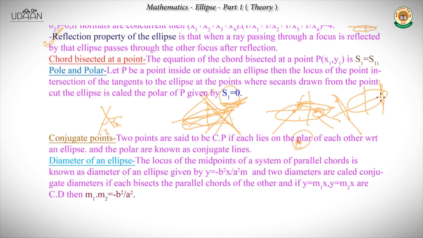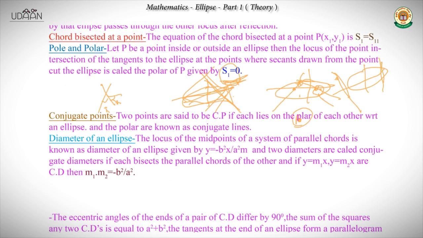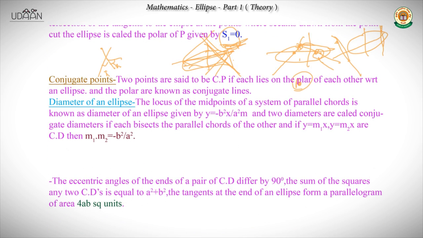And again here, the diameter of an ellipse. We know that the diameter for any conic is nothing but the locus of the midpoints of a system of parallel chords. So here, if the parallel chords' slope is m, the equation is y equals minus b square x by a square m, and the 2 diameters are known as conjugate diameters if each bisects the parallel chords of the other.